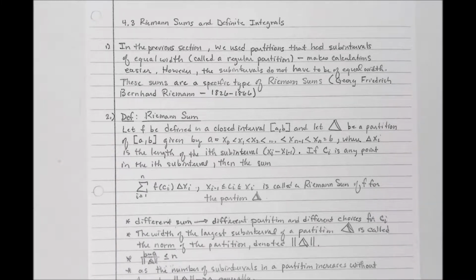Chapter 4, Section 3, Riemann sums and definite integrals. Well, we did types of Riemann sums. We did the lower sums and the upper sums in the previous section to approximate the area of the curve, and then of course we introduced how we could take the limit and let the number of subintervals get larger without bound, and then we could find the actual area.